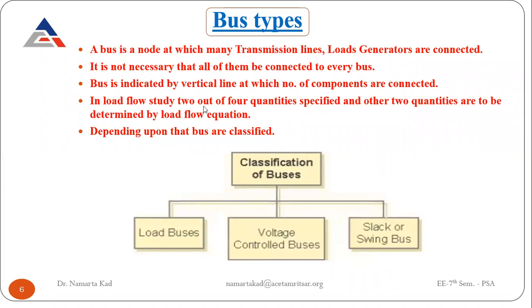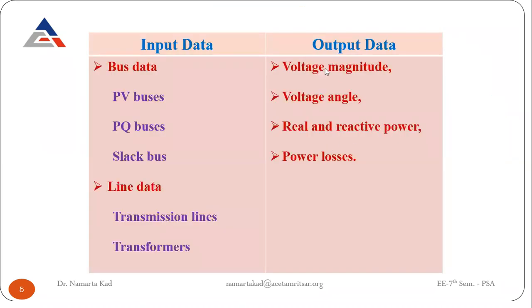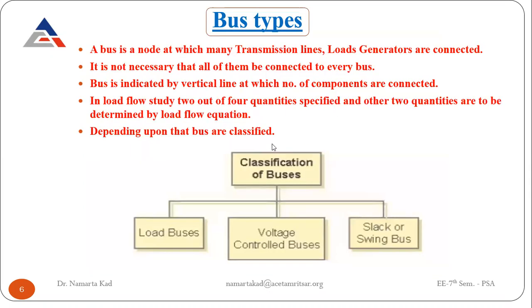In load flow study, 2 out of 4 quantities. What 4 quantities? Voltage magnitude, voltage angle, real and reactive power. In load flow study, 2 out of these 4 quantities are specified, and the other 2 quantities are to be determined by the load flow equation. This is for each bus. For each bus, 2 quantities are specified. That means 2 are given and 2 are not given, or 2 are known and 2 are unknown.